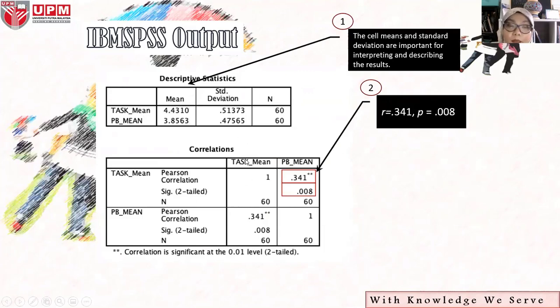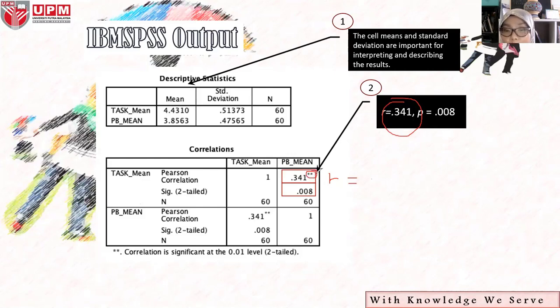And then the second table, which is the correlation table, will indicate the result of correlation between your IV and DV. In this case, the R value is 0.341. The R value between task-oriented coping and philanthropic behavior is 0.341. So R equals 0.341. This is the value. And then there are two stars here.